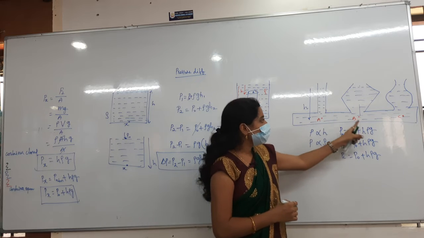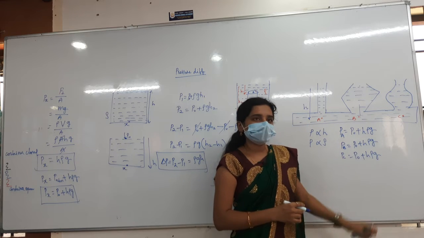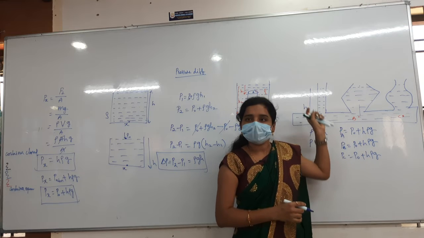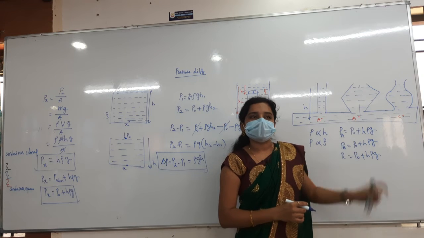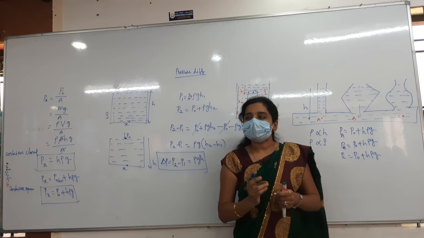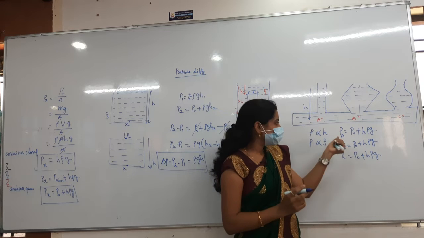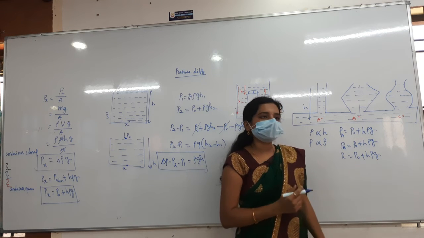So here A, B, C different points are there. Each point is at what height? Nothing but H height only. So the pressure will be the same at all the points at the same level. So how much will the pressure be? P naught plus H rho G everywhere.